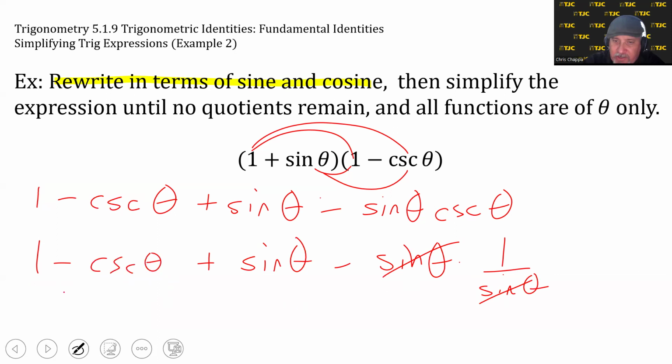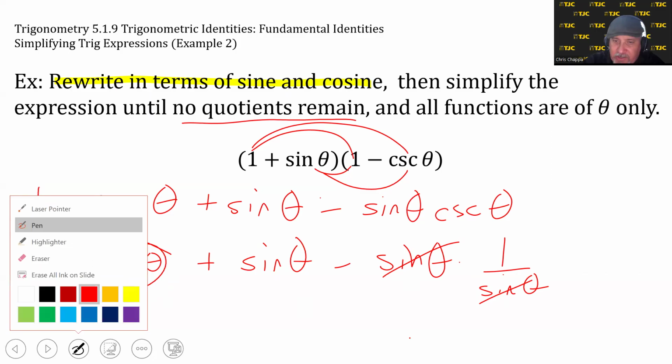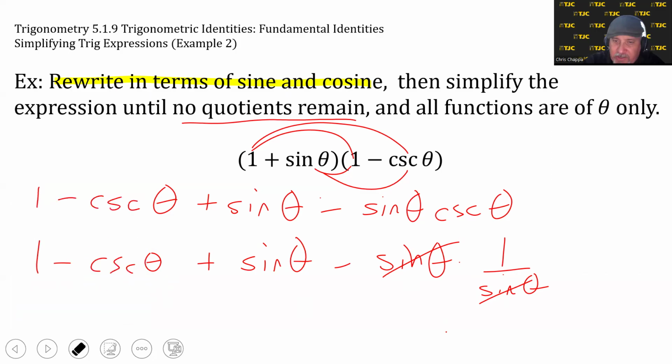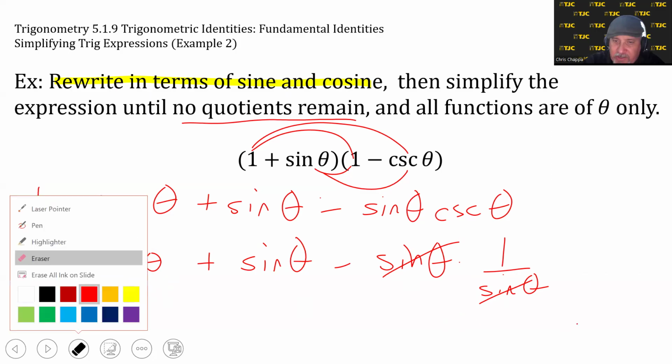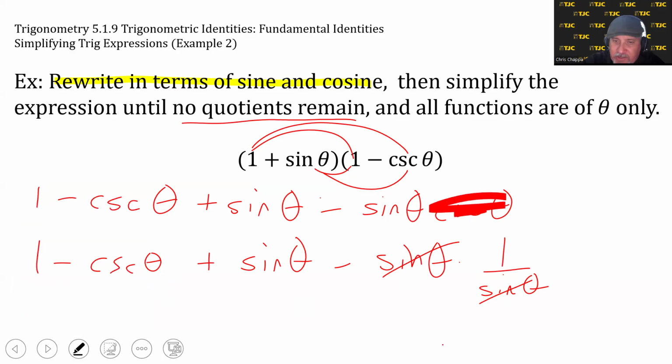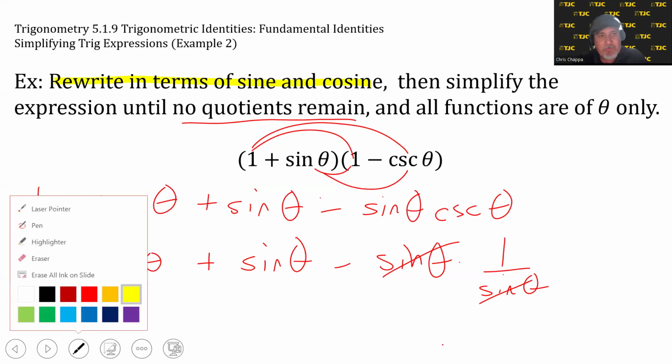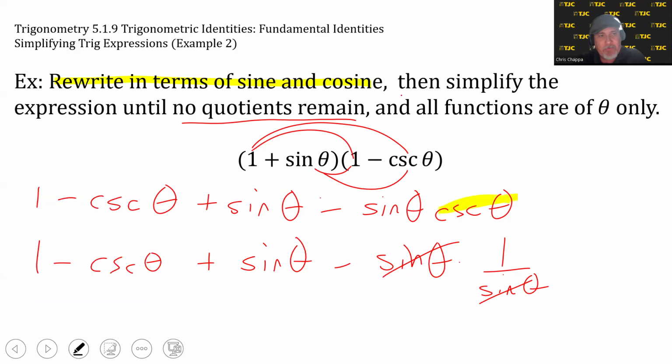The instructions say simplify until no quotients remain. Well, a quotient is a fraction, so creating a fraction here on the first cosecant and not doing anything with it is counterproductive to the instructions. However, converting the other cosecant into 1 over sine was productive because it allows us to cancel that sine there. So we are going to go with the flow and see what happens here.